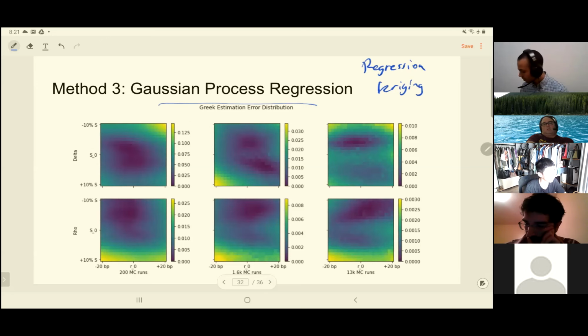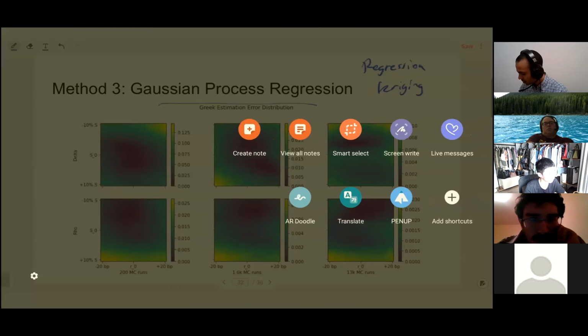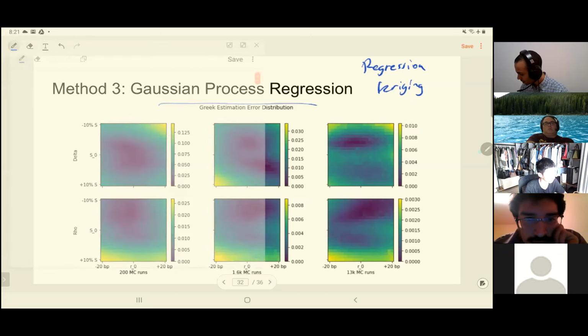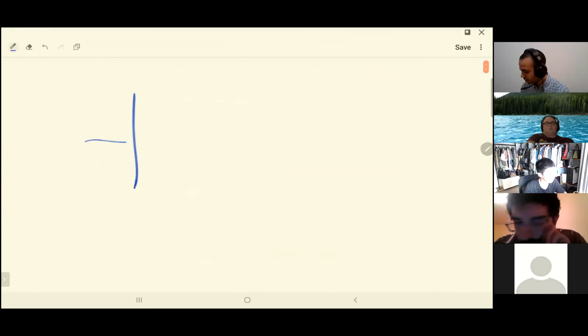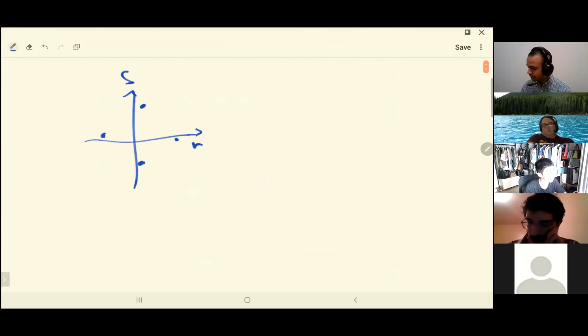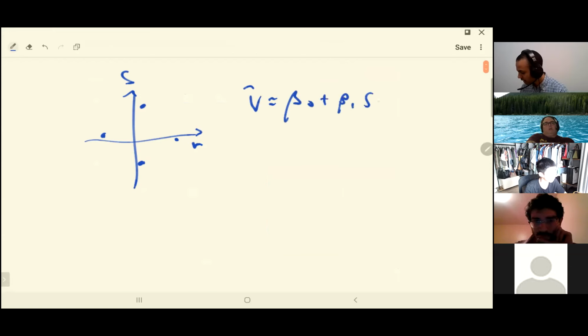essentially the way that this thing worked is, I should open up a new page and show you some notes. So essentially what happens is that you've got your S and R space here. And you'll sample some points. In this case, what we did was we sampled 4 points. And then we did just a simple linear regression on these 4 points. So that's just writing V hat is equal to some beta naught plus beta 1 S plus beta 2 R. So it really is very straightforward. So this is the first step.